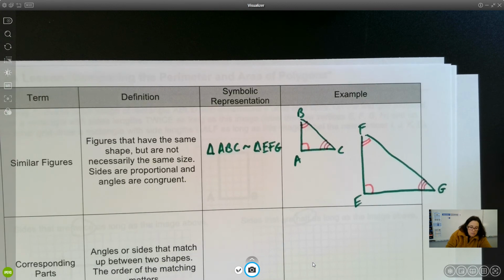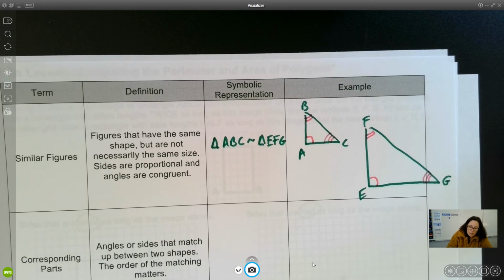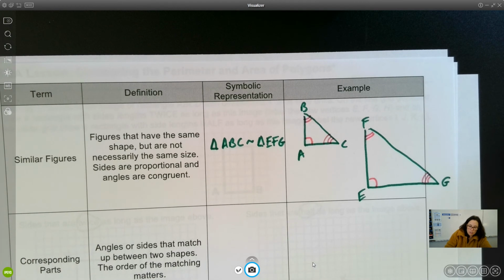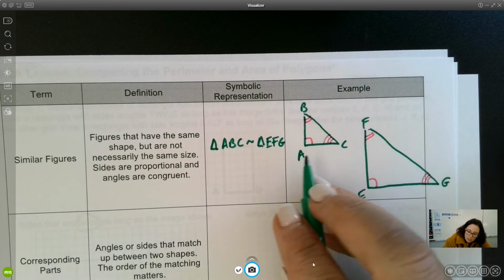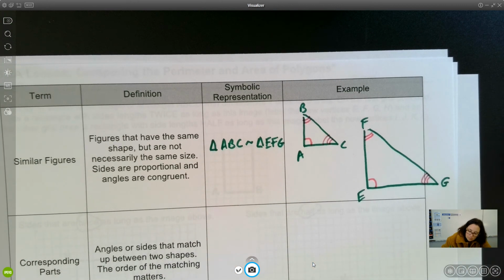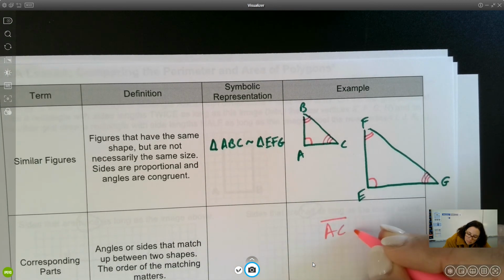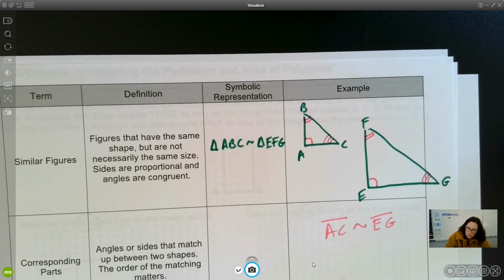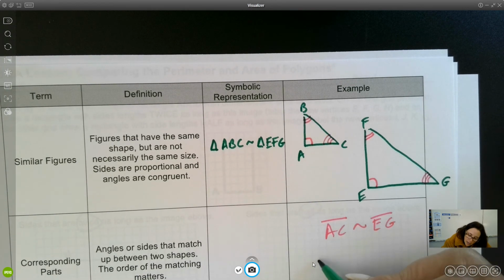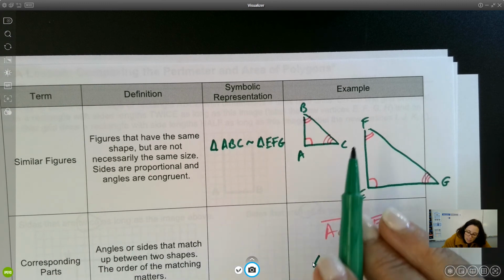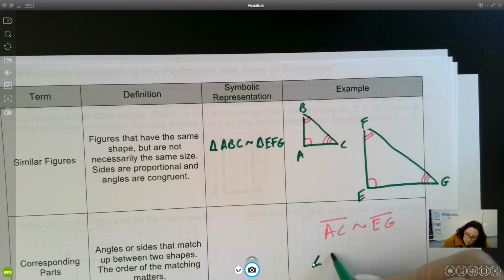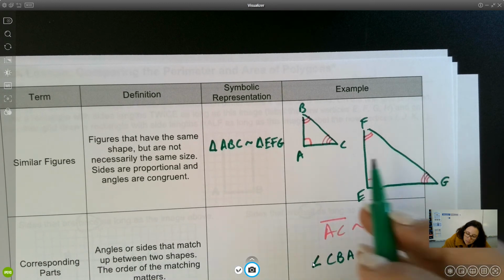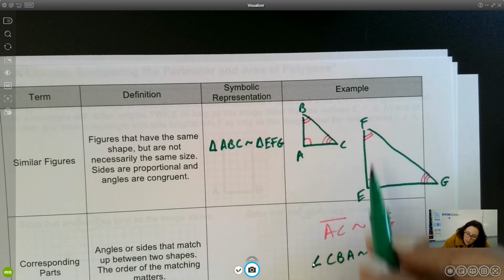Congruent parts are angles or sides that match up between two shapes. The order of the matching matters. So here's an example. Side AC is similar to side EG. And I won't go through all of them. We did all of them a couple pages ago. Let's do one of the angles. Angle CBA is similar to GFE.